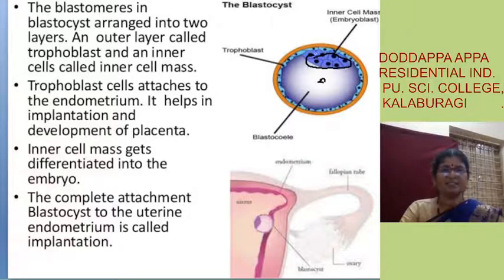Fine. In this stage it will come to the uterus, and the trophoblast cells will secrete lytic enzymes, proteolytic enzymes, and it will corrode the endometrial wall. A small depression is formed, and this blastocyst will get lodged into this endometrium, and the uterine cells will cover this blastocyst. Thus the implantation process will be completed.